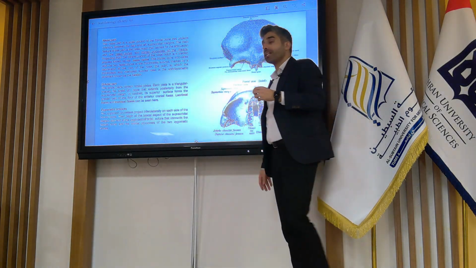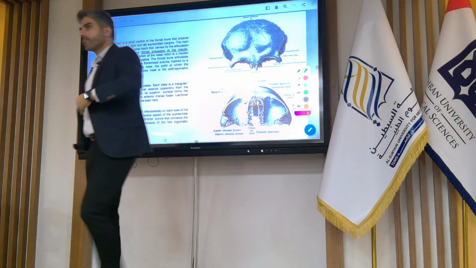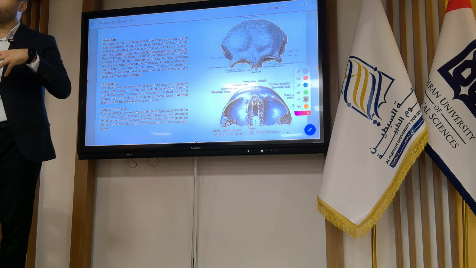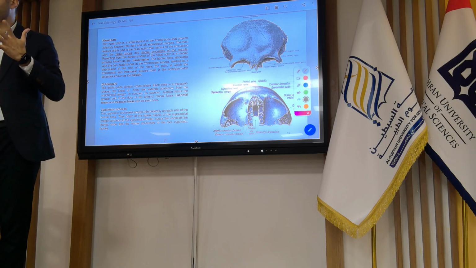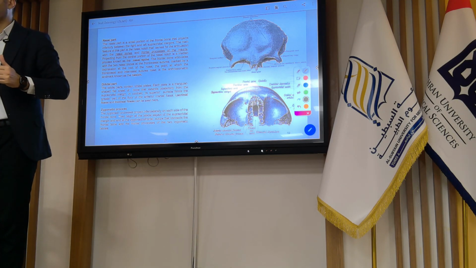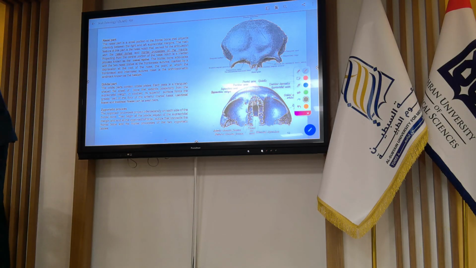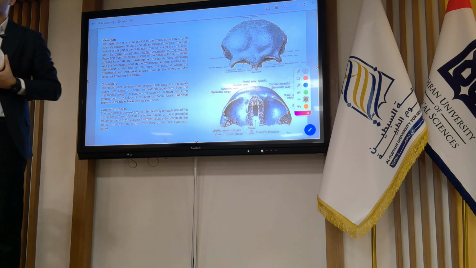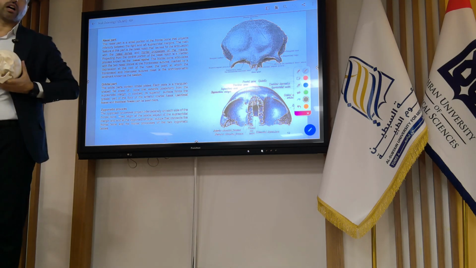You know that the lacrimal gland, lacrimal sac, and nasolacrimal duct, these are three parts. The gland is here, upper lateral side. So you have a depression here. It's for the lacrimal gland. We say lacrimal fossa. It secretes the tear on the eyeball.